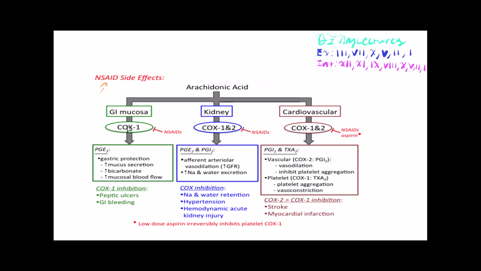For instance, when we give aspirin, let's say the COX-1 inhibitor, that's a good one, aspirin is the poster boy for COX-1. When we give aspirin, we're going to inhibit the secretion of mucus in the stomach or in the small intestines. We're going to inhibit the creation of bicarbonate, and we're going to decrease the mucosal blood flow. So when we use too much aspirin, we run the risk of having peptic ulcers. We also run the risk of having GI bleeds.